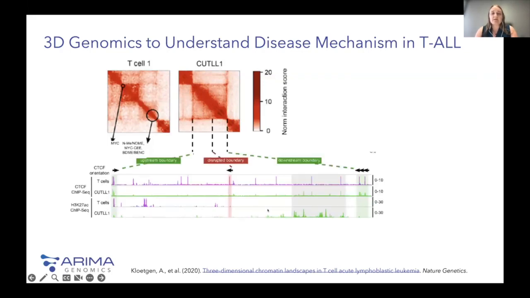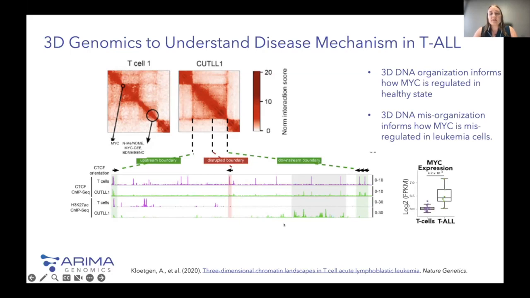Looking at some of the associated multiomics data, we can see that the CTCF binding site near the domain boundary has been lost. And there's also an increase in the H3K27 acetylation signal in the area surrounding the superenhancer. Together, these data suggest that the superenhancer has been turned on and brought into proximity to MYC, leading to a misregulation of the MYC gene, which we also see in the gene expression data. So this is a really nice example of how the 3D DNA organization uncovered by Hi-C informs how MYC is regulated in healthy cells, but also gives really important clues as to how it is misregulated in leukemia cells.